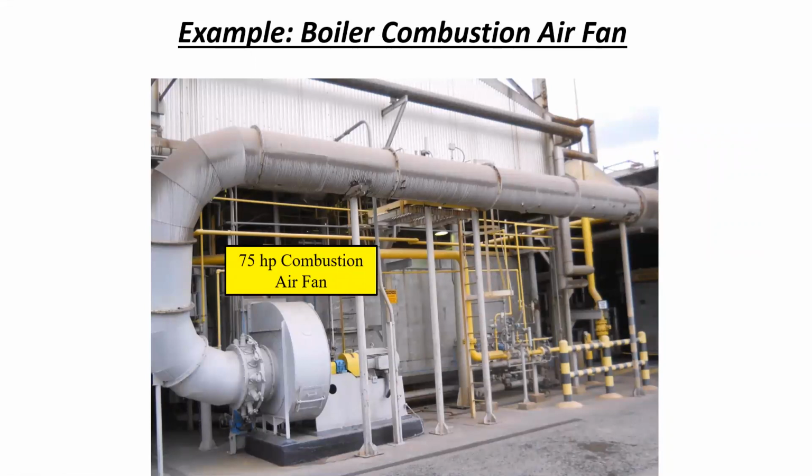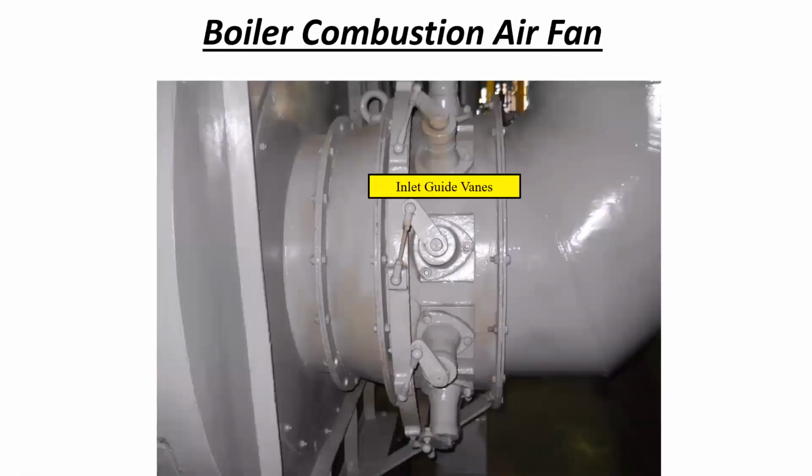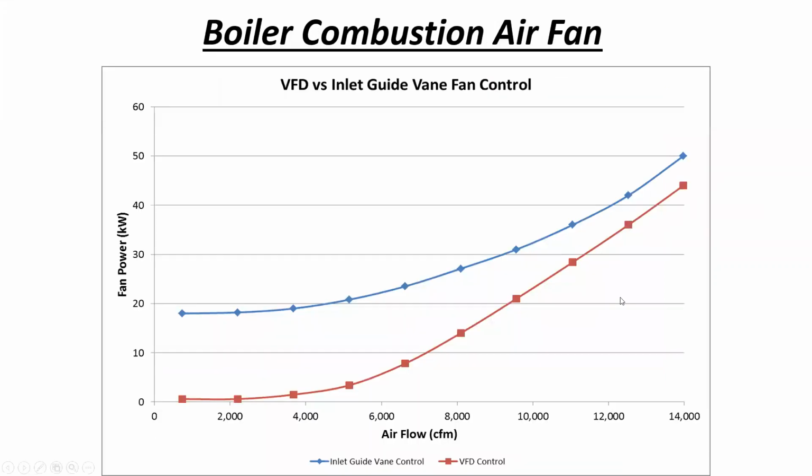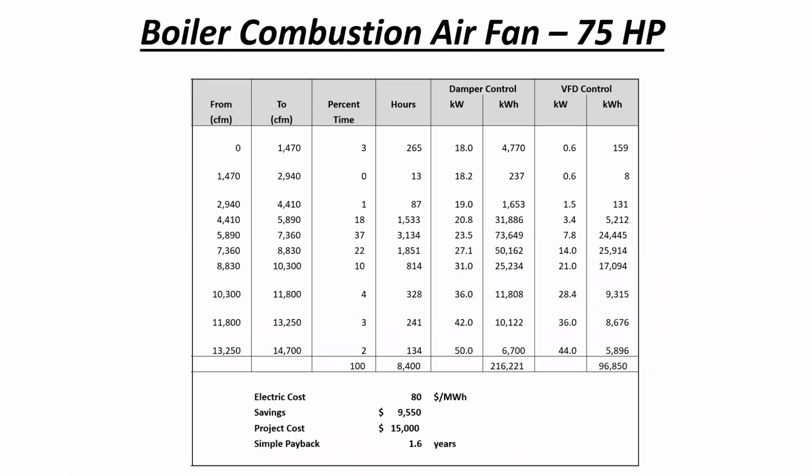Here's another example from one of the assessments: a boiler combustion air fan, 75 horsepower. It was controlled with an inlet guide vane. Here we collected measured data showing that with inlet guide vane control, the fan power use is this blue line. After they changed to VFD, they measured the power use, and you see how much lower it is, especially at the lower RPM or lower airflow CFM.